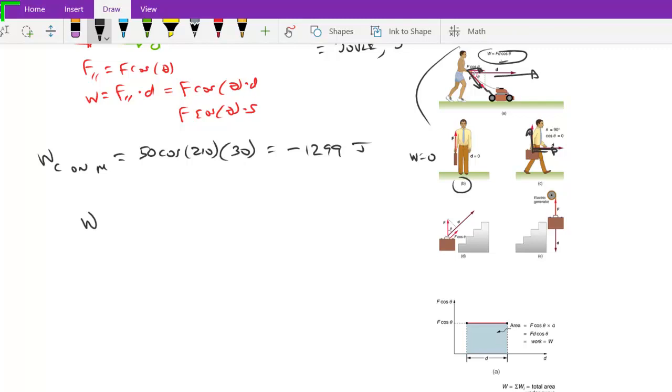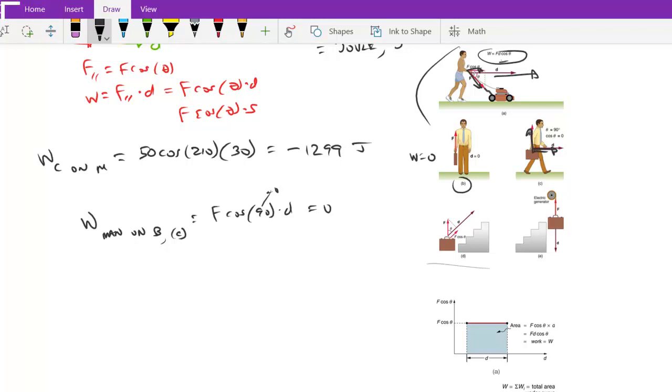In example C here, the work done by the man on the briefcase is equal to the force times the cosine of the angle between the force and the displacement. So that is 90 degrees if they're perpendicular, times the displacement. But the cosine of 90 is 0, and so the entire work is equal to 0. So no work is being done there.